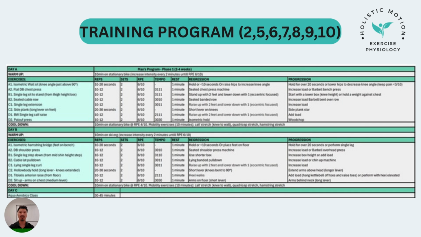The priority of the initial short phase is to reduce knee pain when squatting to 90 degrees, improve unilateral strength with the single leg sit to stand, and increase knee range of motion to 0 to 135 degrees bilaterally to progress Max back to his occupational and recreational tasks.